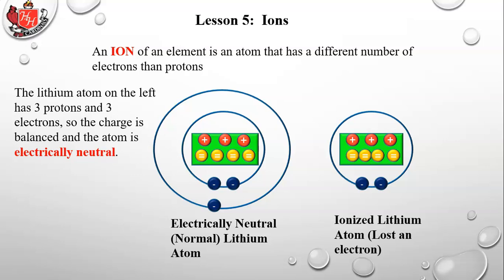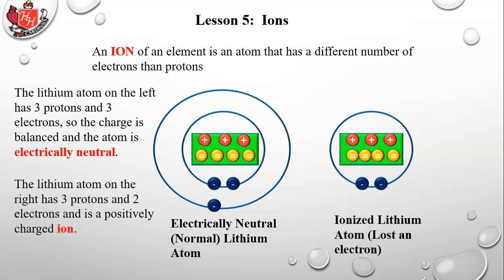The ion on the right has lost an electron, and we're going to learn why lithium loses an electron easily. So it ends up with 3 protons and only 2 electrons. So it has a net positive charge. There's one more positive charge than negative charge, 3 versus 2, and that's referred to as a net positive charge. The lithium atom on the right has 3 protons and 2 electrons and is a positively charged ion.